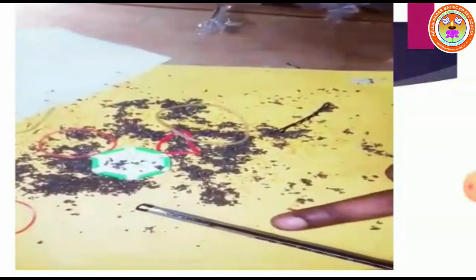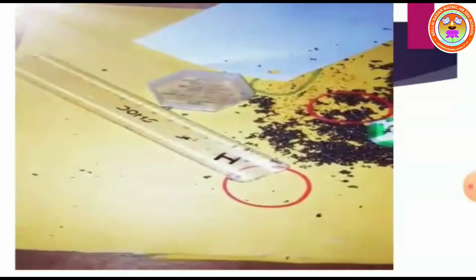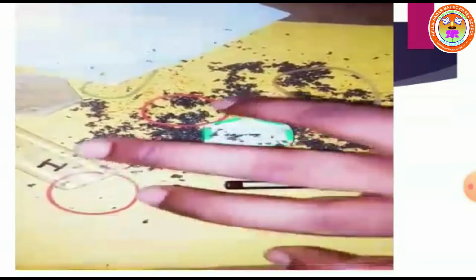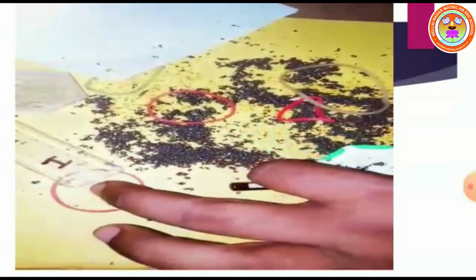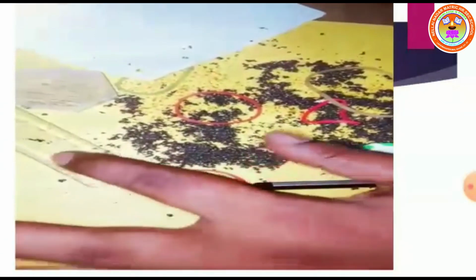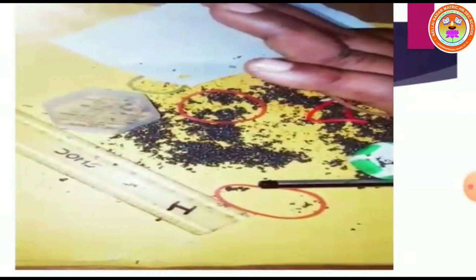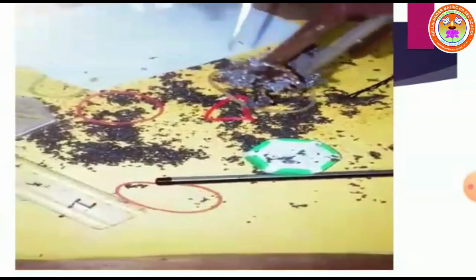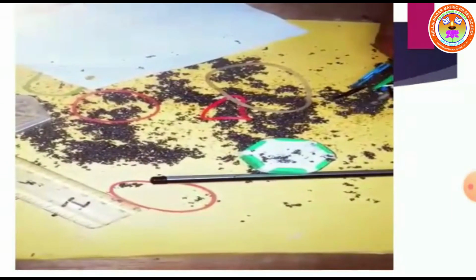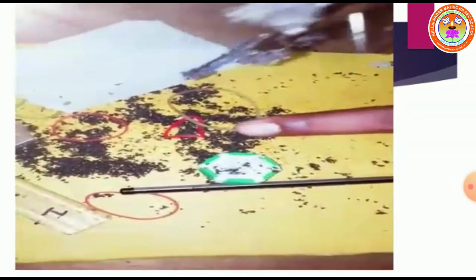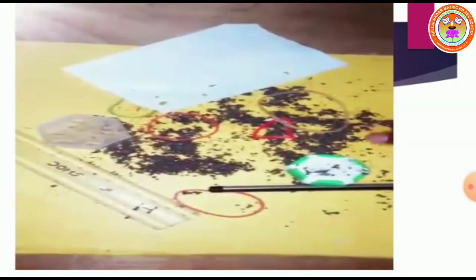The objects not attracted by magnets: pencil, eraser, rubber band, scale, plastic, paper are not attracted by the magnet.